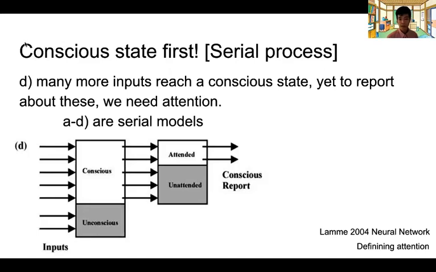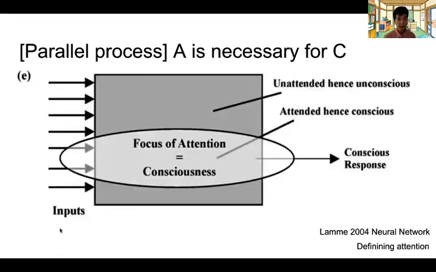And from A to D, these are serial models. And then here is one model that is a parallel process, but still thinks that attention is necessary for consciousness. So here, the modeler thinks, more prominently featured by neuroscientists or cognitive neuroscientists, who know that the brain operates mainly in parallel.